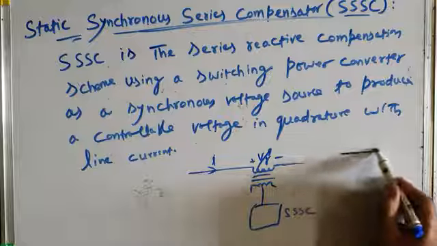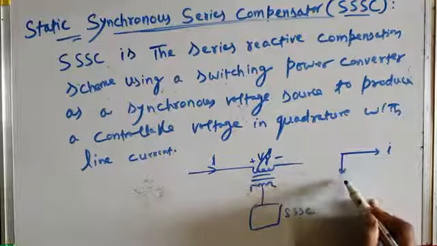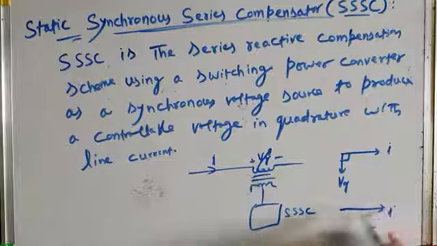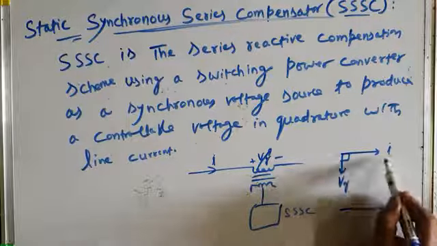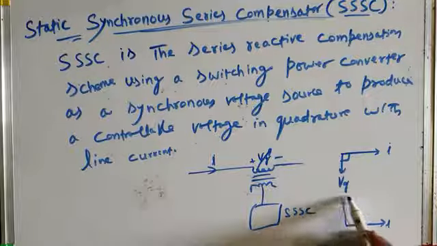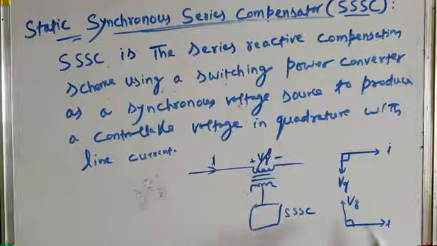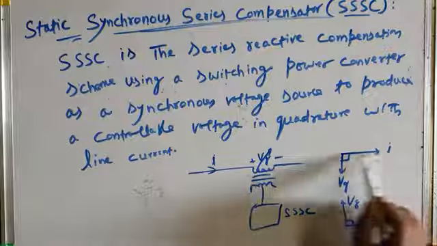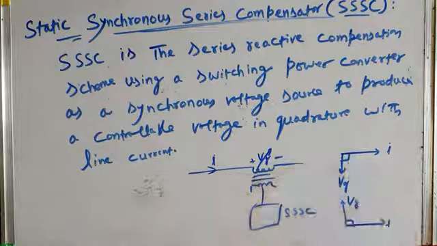That means if this is the current, the voltage may be out of phase with current by 90 degrees, or the voltage VQ may be lagging behind the current by 90 degrees, or it may be leading the current by 90 degrees, like this, depending upon how you use it, whether you use it as a capacitive reactance or as an inductive reactance. So this VQ is always in quadrature with line current, transmission line current, at 90 degrees always.